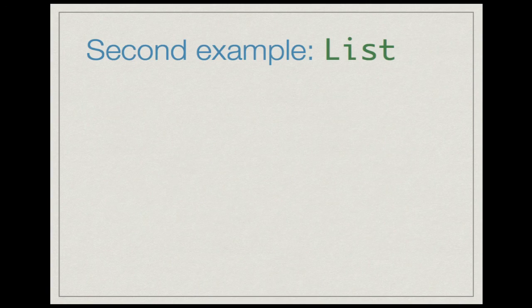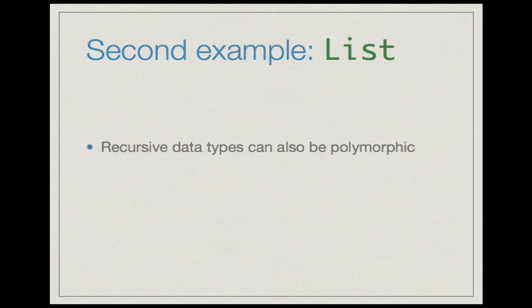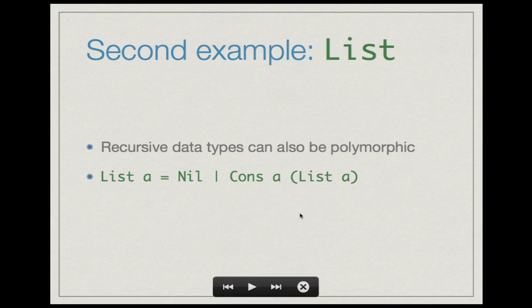Here is a second example, another simple example of a recursive data type. This is the example of lists. This example also shows that recursive data types can be polymorphic. Here is the data declaration. data List a = Nil | Cons a (List a). Recall again that Nil and Cons are the value constructors and List is the type constructor.